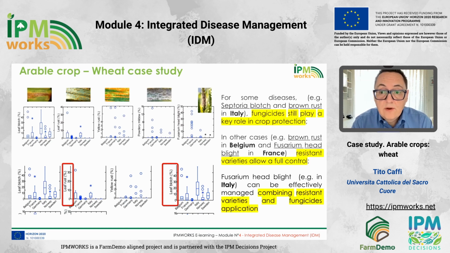Same thing for Fusarium head blight. In France, we have resistant varieties for that, and they are allowing us to obtain a very nice control of the disease on the crop. Fusarium head blight in Italy can be effectively managed combining resistant varieties and a proper fungicide application, particularly in the most critical period, around the flowering time. So we will be back on this.